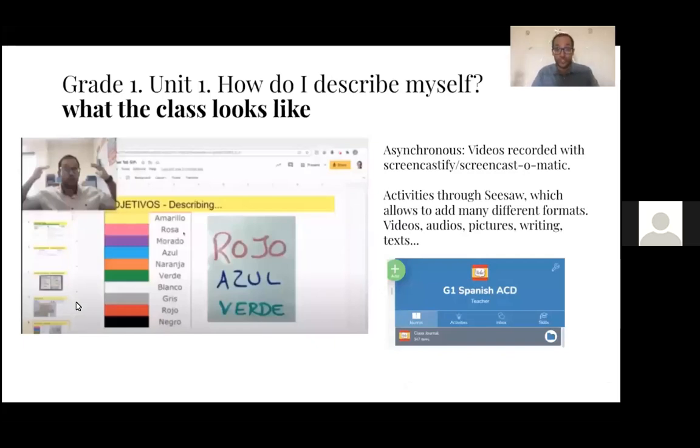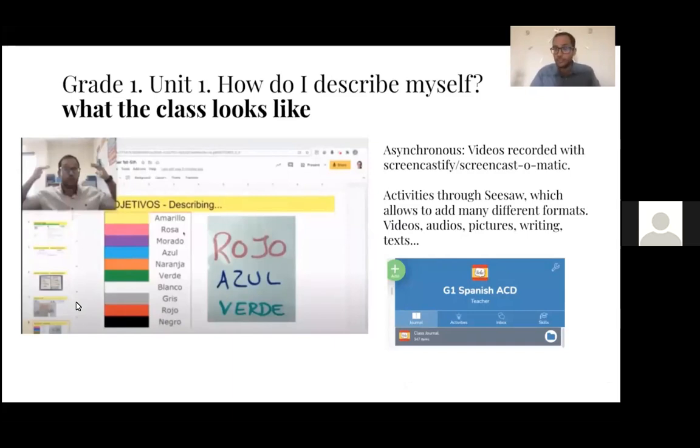So I'm going to show you a little bit how the class looks like. We are following an asynchronous mode. That means that we pre-record videos that the students watch at home, and then they do some activities. And also we have one Zoom session a week with them. For recording I use a program called Screencastify or Screencast-O-Matic. They're really great for recording videos because you can see yourself and you can see the PowerPoint you're presenting. And it's very easy to edit later, upload it in the cloud and share it with the students.